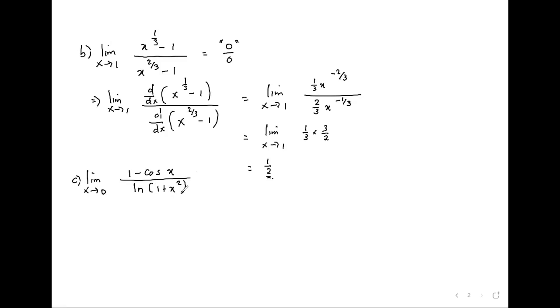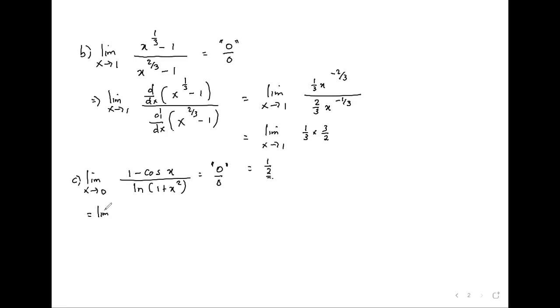If you replace x with 0 again, cos 0 is 1, so we have 1 minus 1 is 0. And then ln 1 is 0. So we have 0 over 0. So this is a 0 over 0 situation. Then we are free, you can apply the rule.